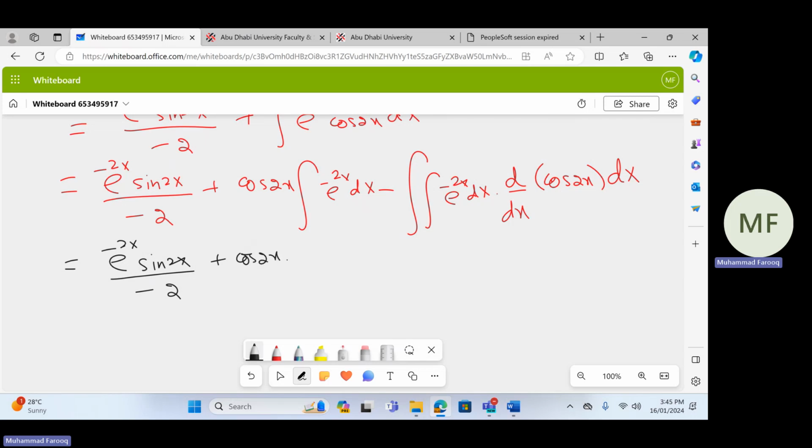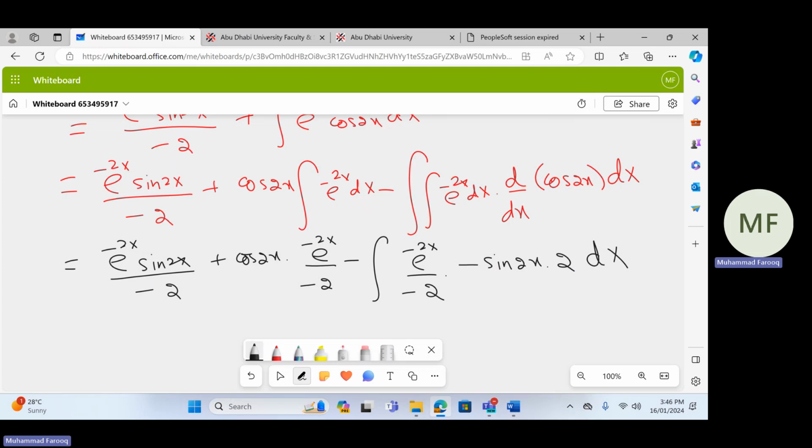What is e power minus 2? I told you, e divided by negative. Very nice. Minus integrate. Do the same thing: e power minus 2x divided by negative 2 times, what is cosine 2x derivative? Negative sine 2x times 2. Function derivative times angle derivative.